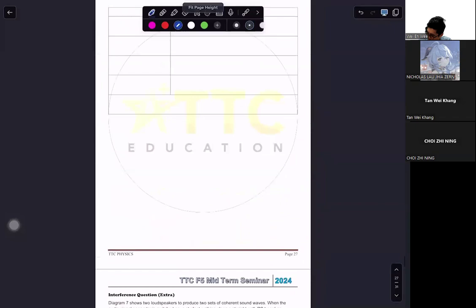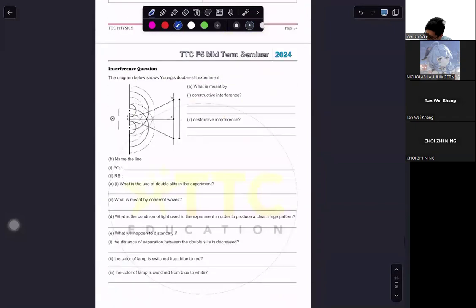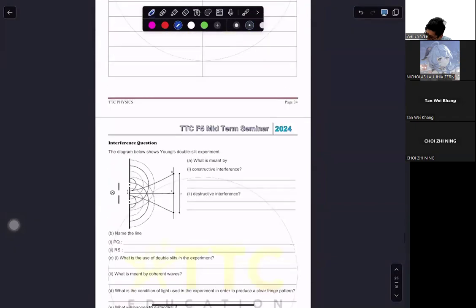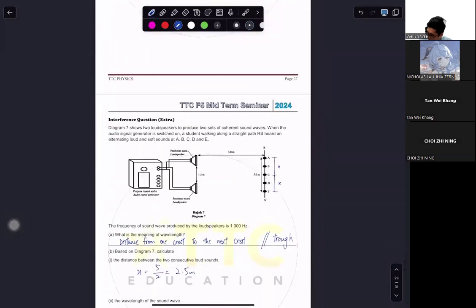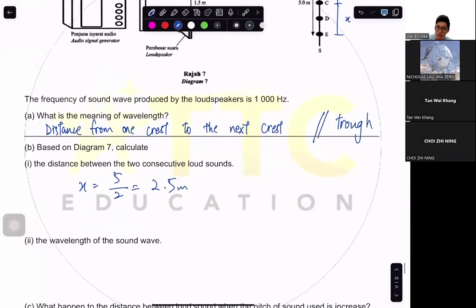You understand? Oh, I just realized that this is actually the second interference question already. Okay, never mind, since we're already doing this.